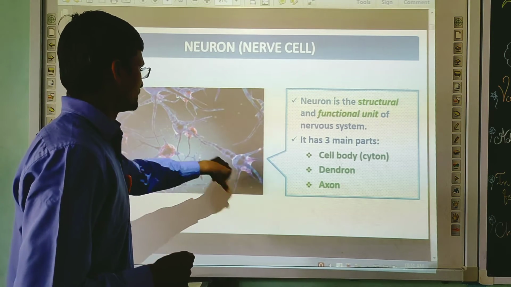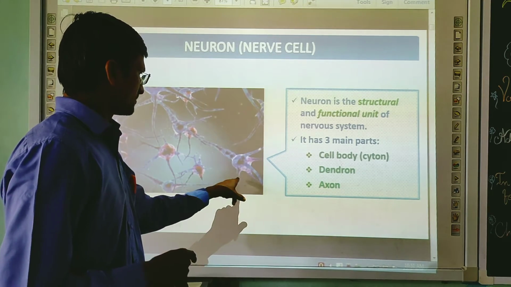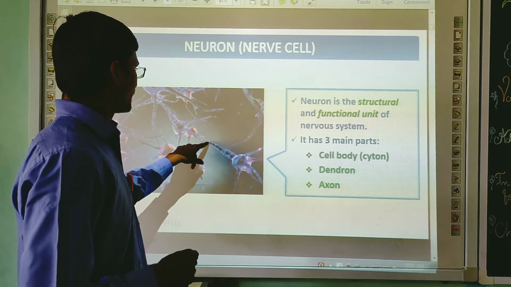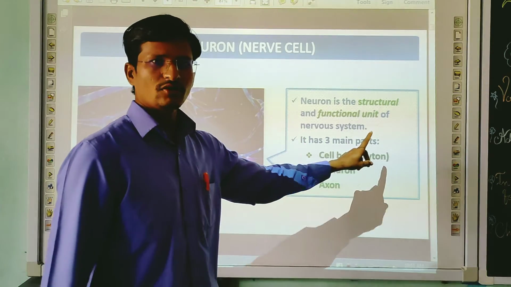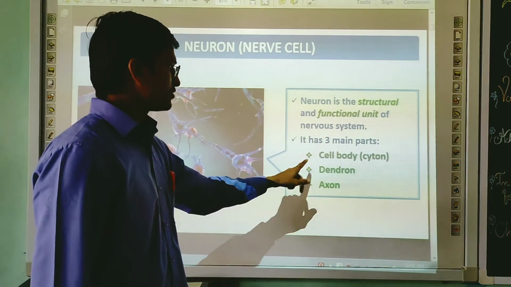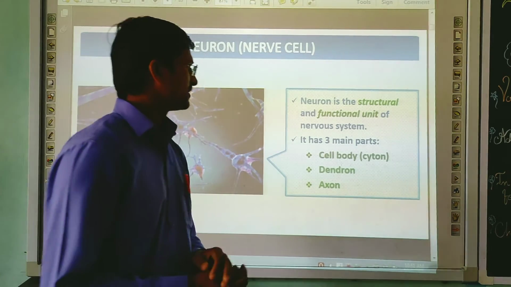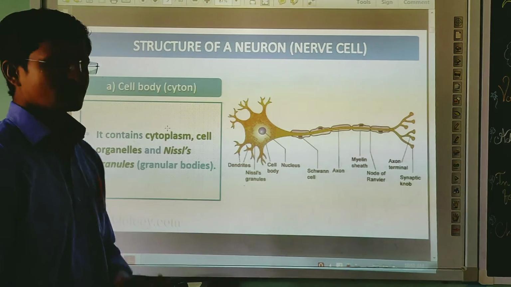Dendron, cell body we can say, dendron and axon. So three main parts: cell body, that we call the cytosol, dendron and axon. Correct? So three main parts of the neuron. The structure also you will see here. One structure is also there.